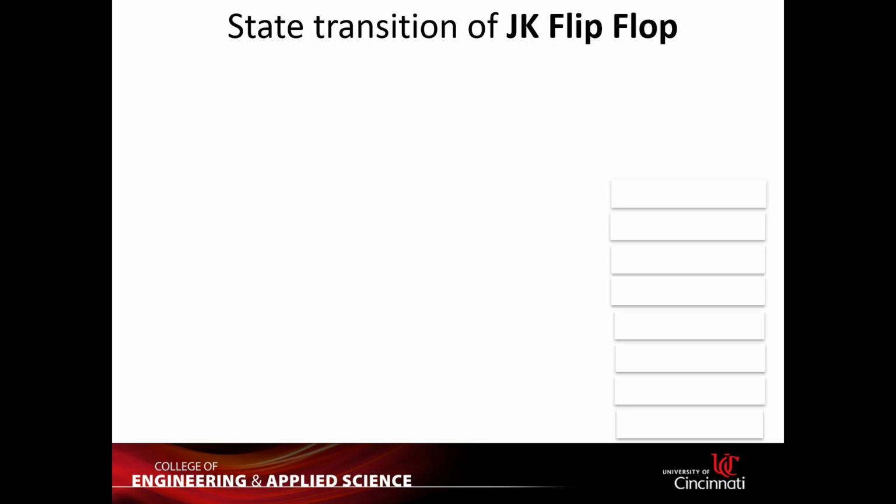So in order to understand how to design a sequential circuit, we have to understand what is the state transition in our flip-flop. I will go through a couple examples about state transition of JK flip-flop and D flip-flop today. We have studied how D flip-flop works very well in the previous lecture, so today we will learn how the state transition of JK flip-flop is going to work.